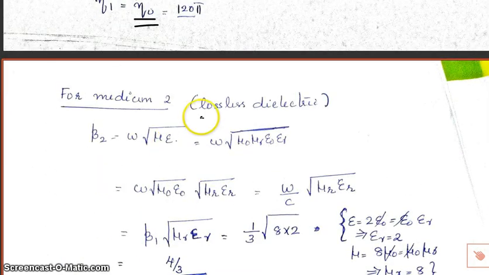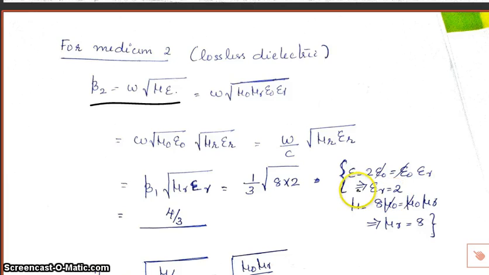Now coming to the second medium, which is a lossless dielectric, you have the expression for the propagation constant beta equals omega square root of mu epsilon, and this 2 represents that it is the second medium. So beta 2 equals omega square root of mu epsilon, and mu is equal to mu 0 mu r, epsilon is epsilon 0 epsilon r. Then just splitting it, writing like this, and you know c is 1 by square root of mu 0 epsilon 0, so I can write omega by c square root of mu r epsilon r.